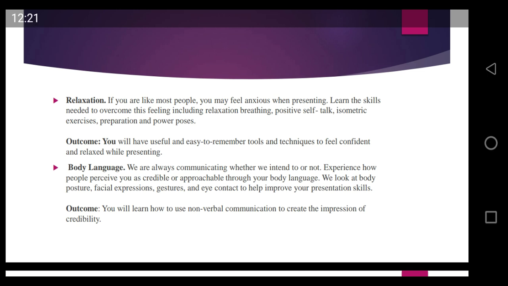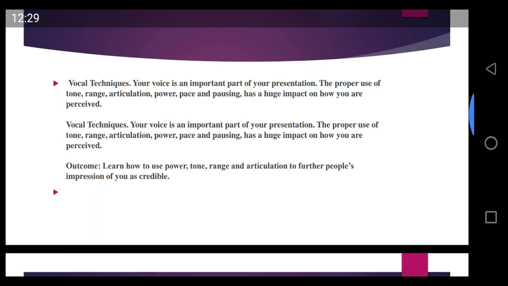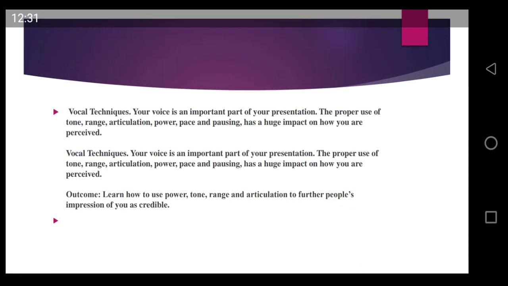Understanding what I'm telling you, okay. Next, third thing, vocal techniques. What is vocal techniques, Benji?